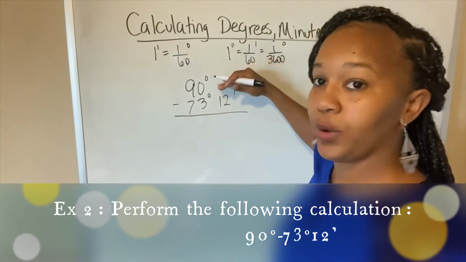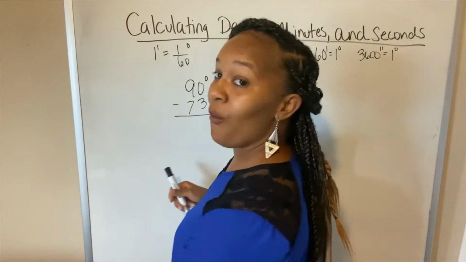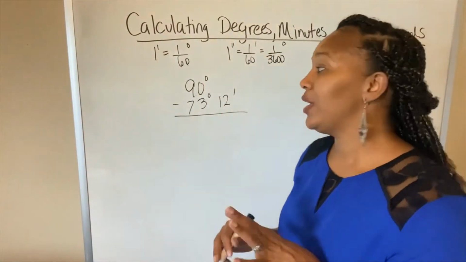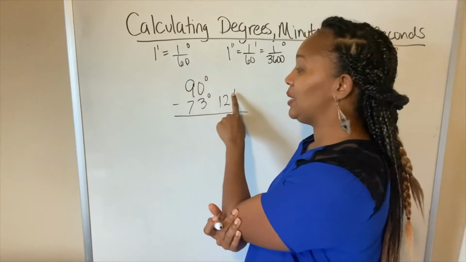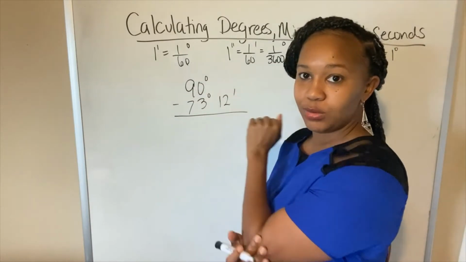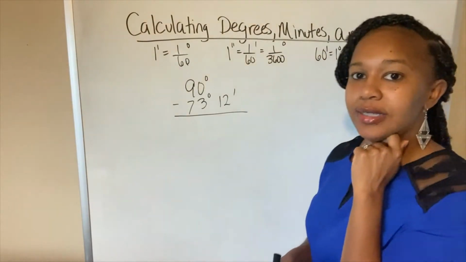And in order to subtract them, I have to have something on top to subtract this 12 from. And I don't have anything up there. So what I need to do is take one of these degrees and turn it into minutes so that I can have some minutes to subtract that 12 from. So remember, 1 degree is equal to 60 minutes.